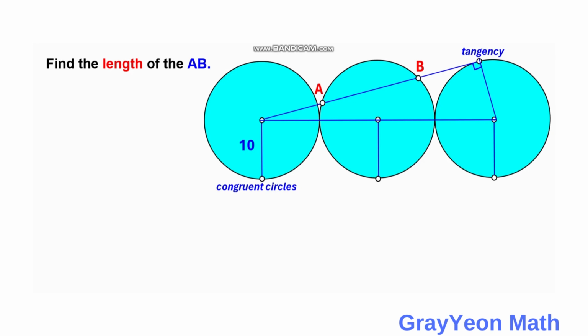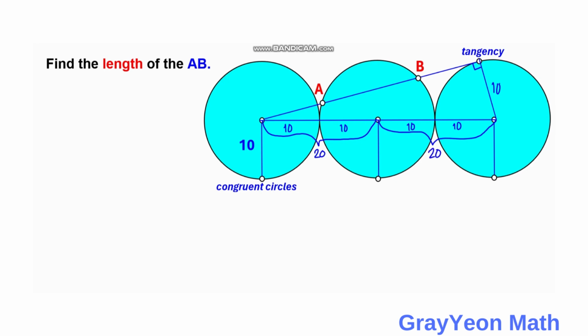Next, we take note of the given radius, which is 10 units. So this is 10 units, and again, the radius is 10. Since this is 10, this will be 10, and this will be 10, and this will be 10. So this gives us 20 units for this length. So 20, and this is 20.